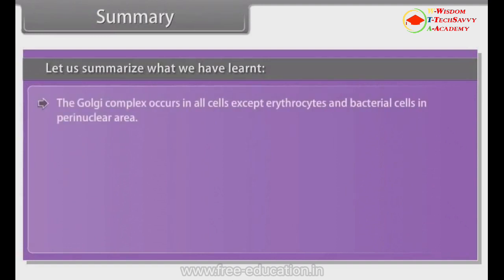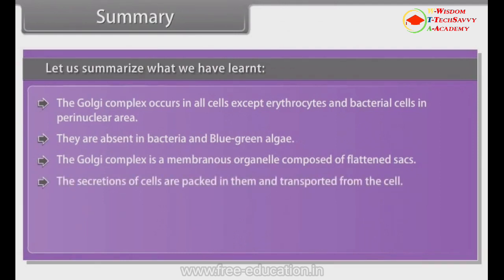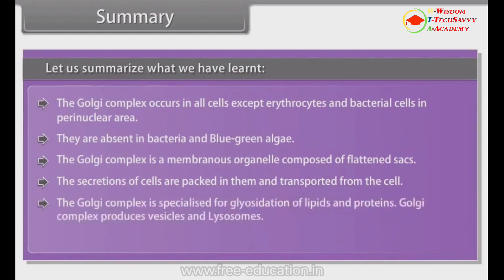The Golgi complex occurs in all cells except erythrocytes and bacterial cells, in the perinuclear area. They are absent in bacteria and blue-green algae. The Golgi complex is a membranous organelle composed of flattened sacs. The secretions of cells are packed in them and transported from the cell. The Golgi complex is specialized for glycosylation of lipids and proteins. The Golgi complex produces vesicles and lysosomes.